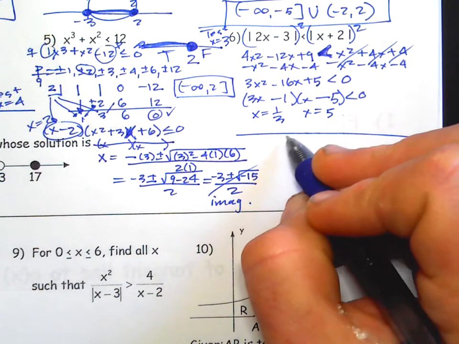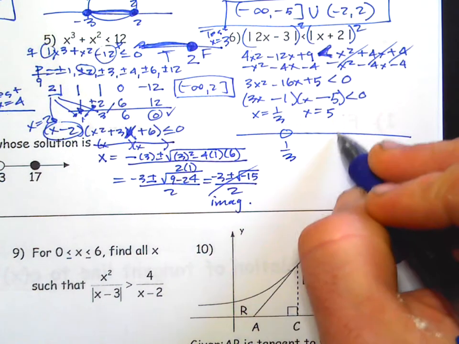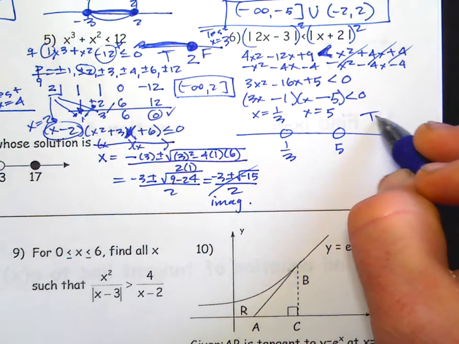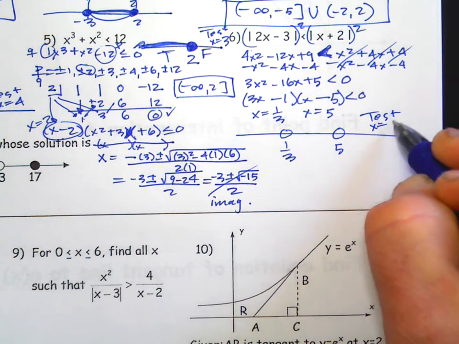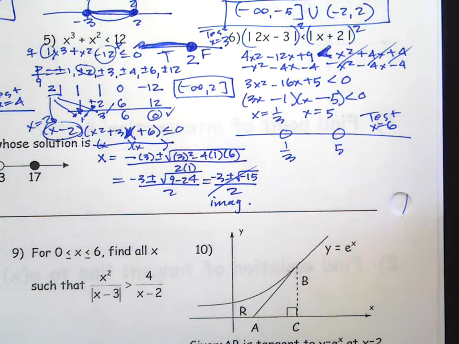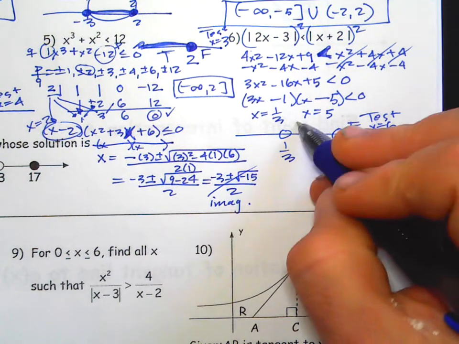Line check. These are open dots, left to right, smallest, biggest. Test a value, write down what you test. This is the kind of work I need to see. Give you full credit. Positive, false, true, false.